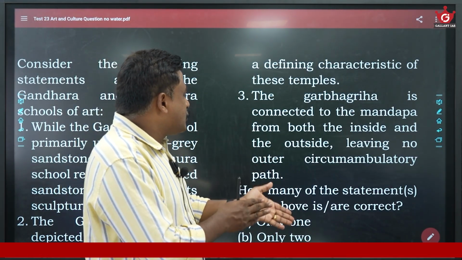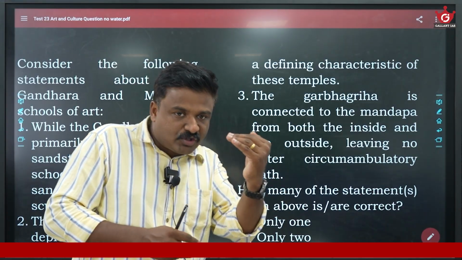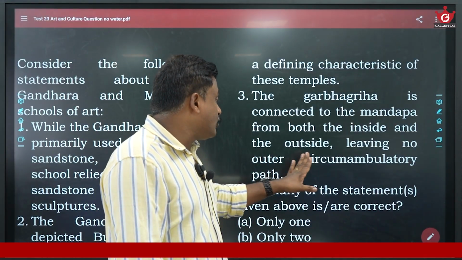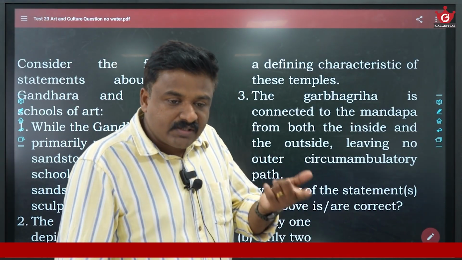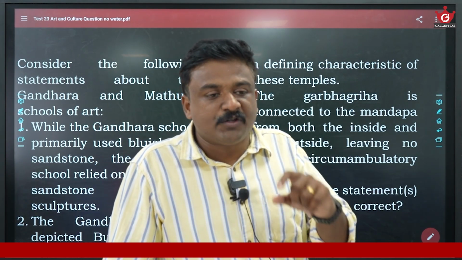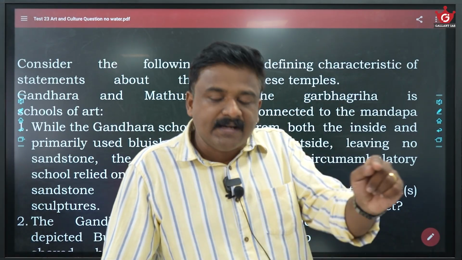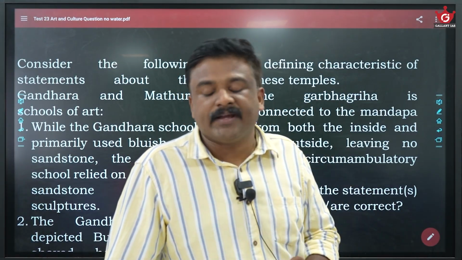The Garbhagriha is connected to the mandapa from both inside. There is a vestibular tunnel concept from inside and outside, leaving no outer circumambulatory path. Whether this outer circumambulatory path, which is a common feature of the Dravidian style of temple architecture, is present in this Solanki temple architecture.